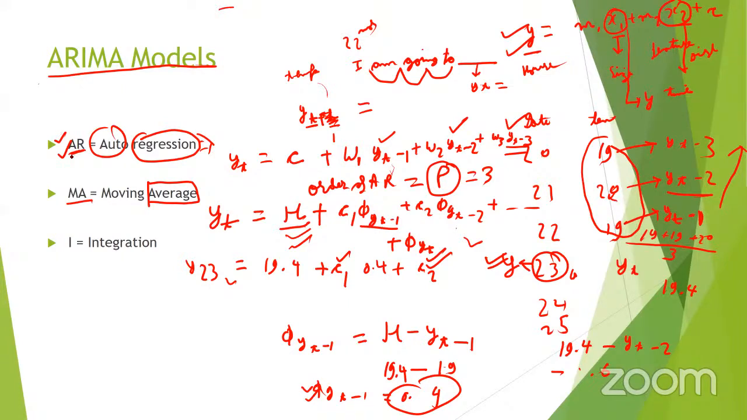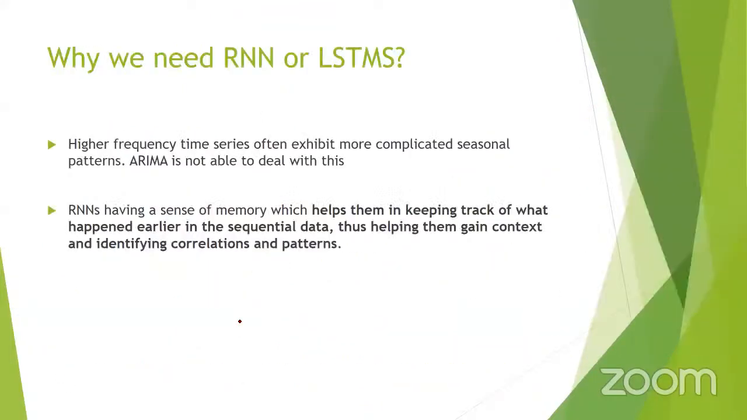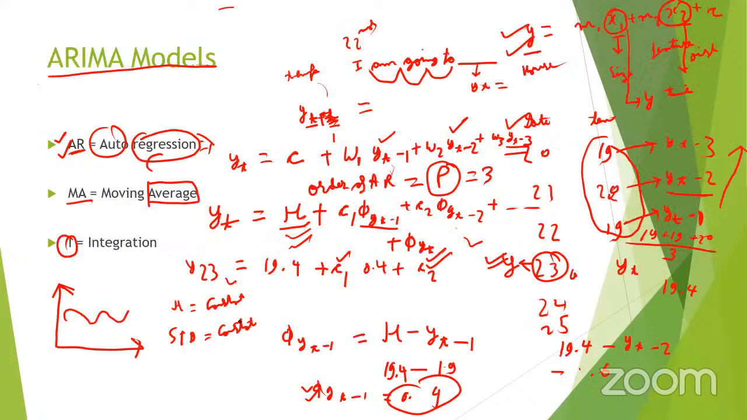Now comes integration, I. What does this I stand for? One assumption for your ARIMA models is that the data we are talking about needs to be stationary in condition. Stationary basically means your mean is constant and your standard deviation is also constant at all data points, right? Now, if your data is not stationary, your ARIMA models cannot help you, or you will not be able to use these ARIMA models.